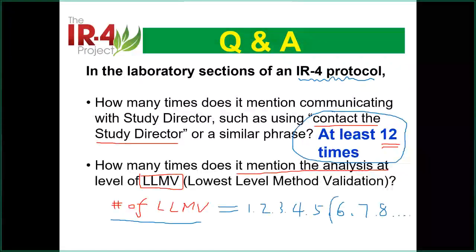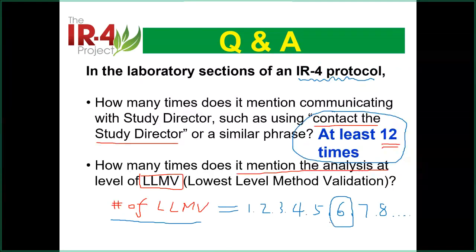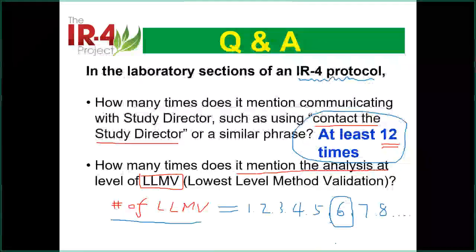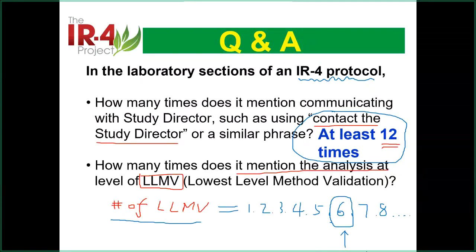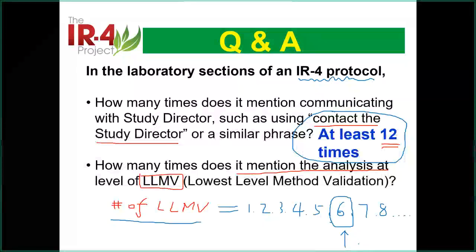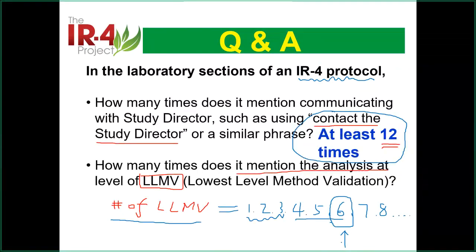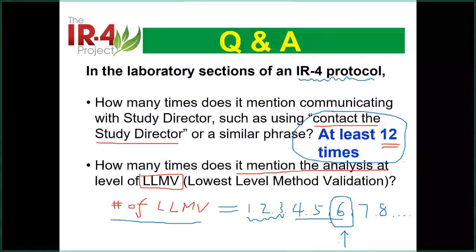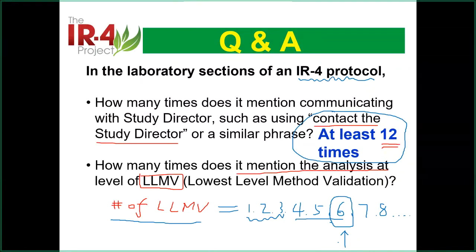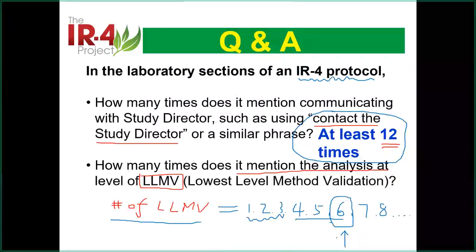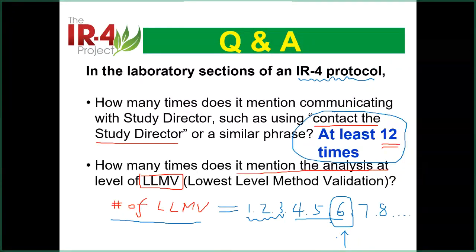IR4 protocol requires a minimum of 6. This is the IR4 protocol. This is not a GLP requirement. This is a protocol requirement. So you will have to do the method validation. That's already 3. And the other 3, you have to go through your work, your sample analysis, before the end of the study, before the experiment termination date.